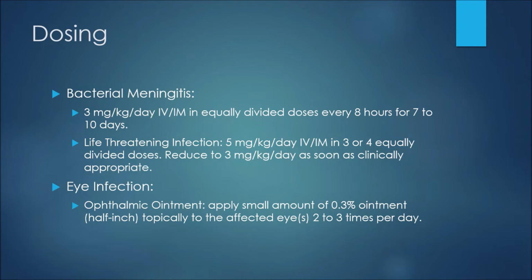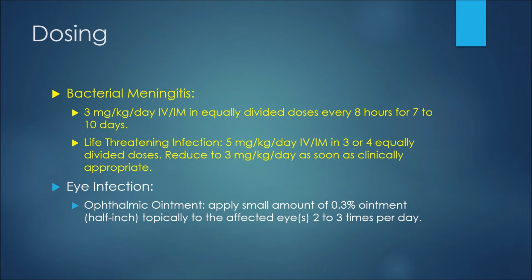Now for some examples of dosing with gentamicin. So in the treatment of bacterial meningitis, we may see 3 milligrams per kilogram per day given intravenously or intramuscularly in equally divided doses every 8 hours for 7 to 10 days. If it was a life-threatening infection, we may see 5 milligrams per kilogram per day, again IV or IM, in 3 or 4 equally divided doses.